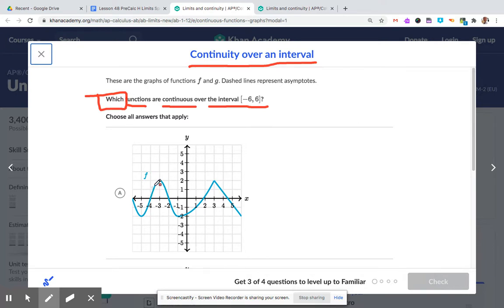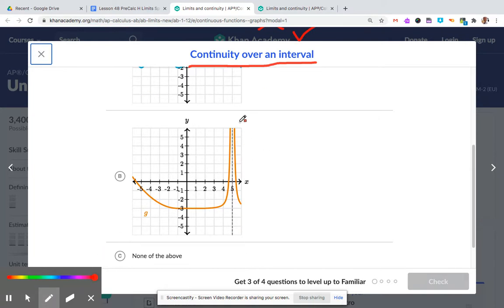Do we have to pick up our pen or pencil as we go through this curve, making sure that we don't go off into infinity? So this one seems okay. The question is, does a cusp count in continuity? And yes, it does. So this one we are okay. Let's look at the next one.